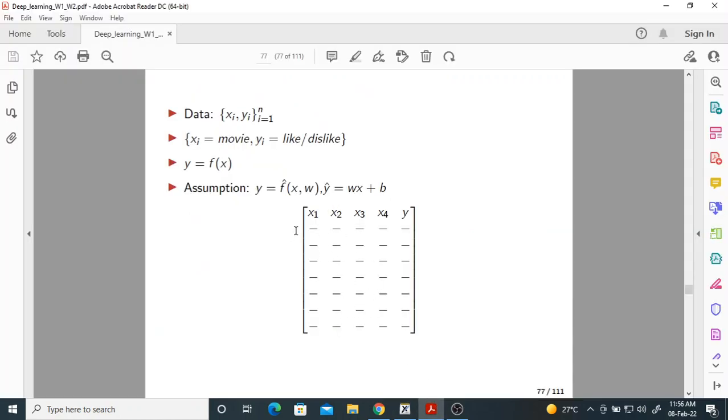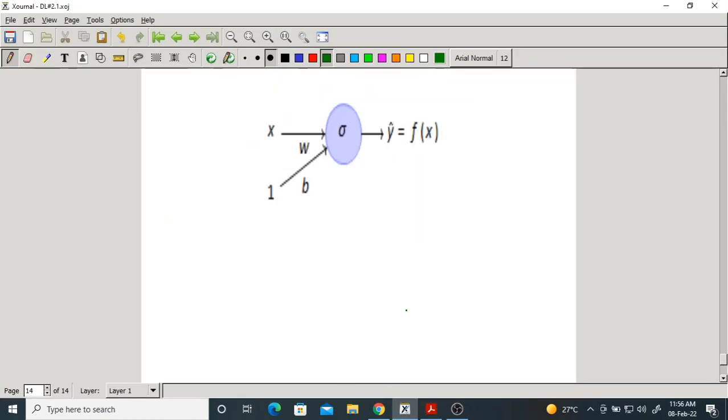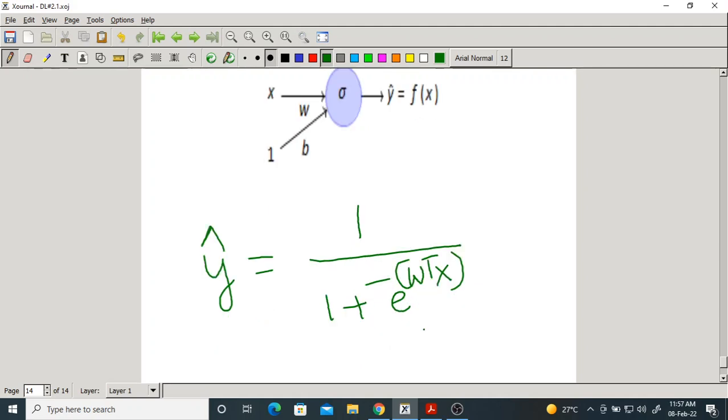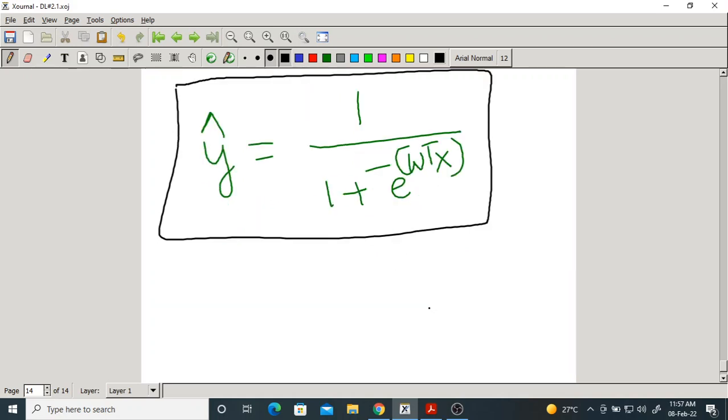Here I have taken data x1, x2, x3, x4 and y. For each and every row there are features as well as y, which is a decision value. Now, in our sigmoid neuron, we assume this relation between y and x, which is our approximation of the relation between x and y. That is, y bar equals 1 by 1 plus e power minus w transpose x. Please remember, this is only an approximate relation between y and x. What is the parameter which needs to be learned? W, because x is the data given to you. Y will be the output, y cap will be the predicted value. So we have to learn these weights.